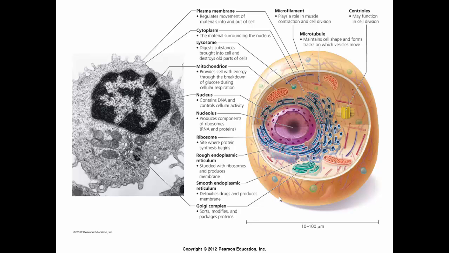You may refer to this image in your textbook. These are some of the organelles or the components that we will be discussing within the chapter. This image just gives a good breakdown of each of the different organelles within the eukaryotic cell.